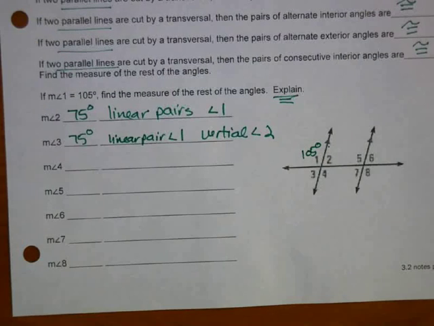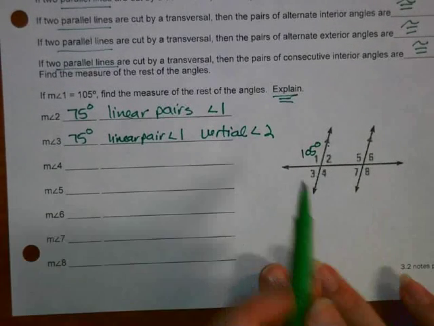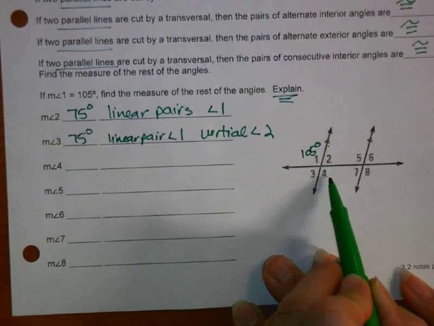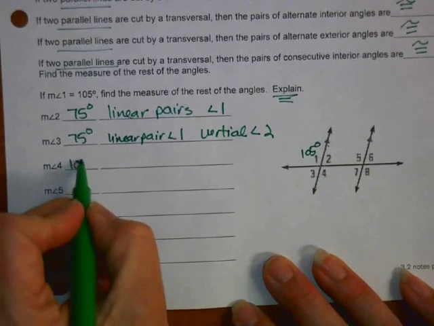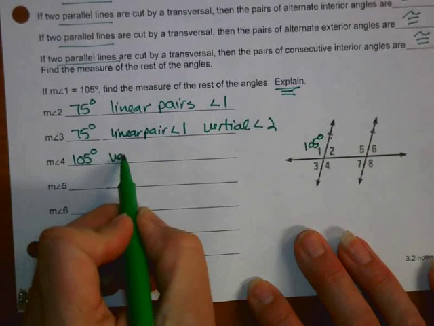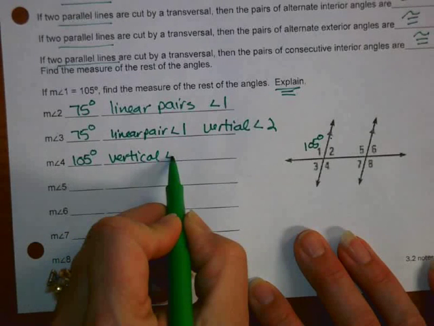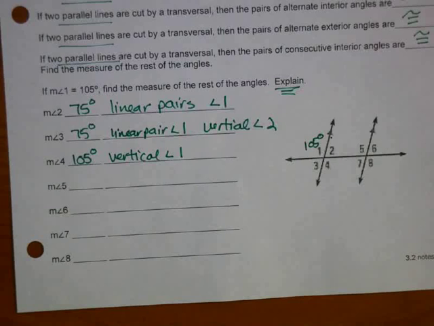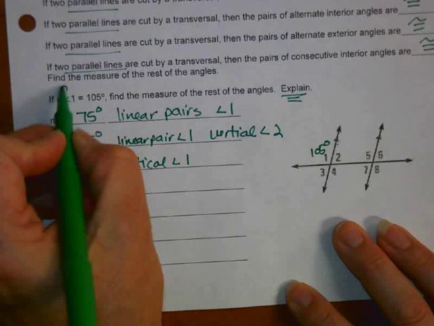Okay? So, measure of angle 4 right here. What do you think that is? It's 105 degrees. How do you know that? I would probably say vertical with angle 1. You could also say linear pairs with 2 and 3. But we'll just do the vertical because it's always going back to what they gave us. This is called our given here. When you start writing proofs, that's your given.